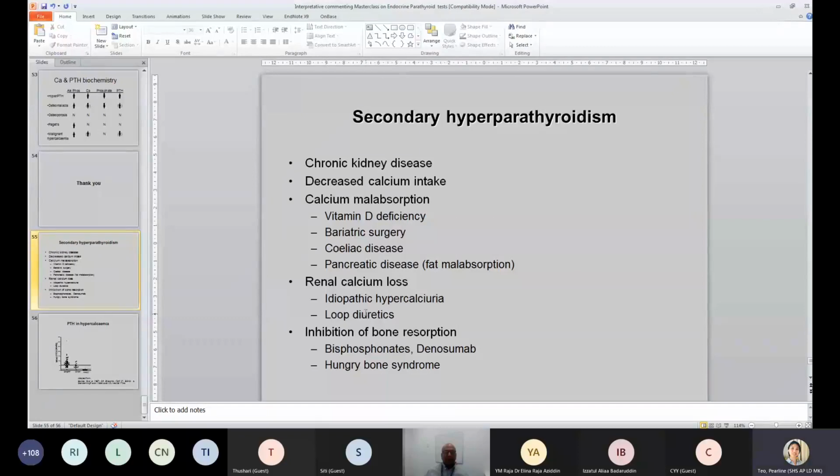I mentioned loop diuretics causing secondary hyperparathyroidism, but there is also idiopathic hypercalciuria. And another rare condition called hungry bone syndrome: when someone has had long-standing hyperparathyroidism, for example, and is treated, they develop hungry bone syndrome, where the bone absorbs calcium from the blood, and they become hypocalcemic, and then can develop secondary hyperparathyroidism. Also in refeeding syndrome.